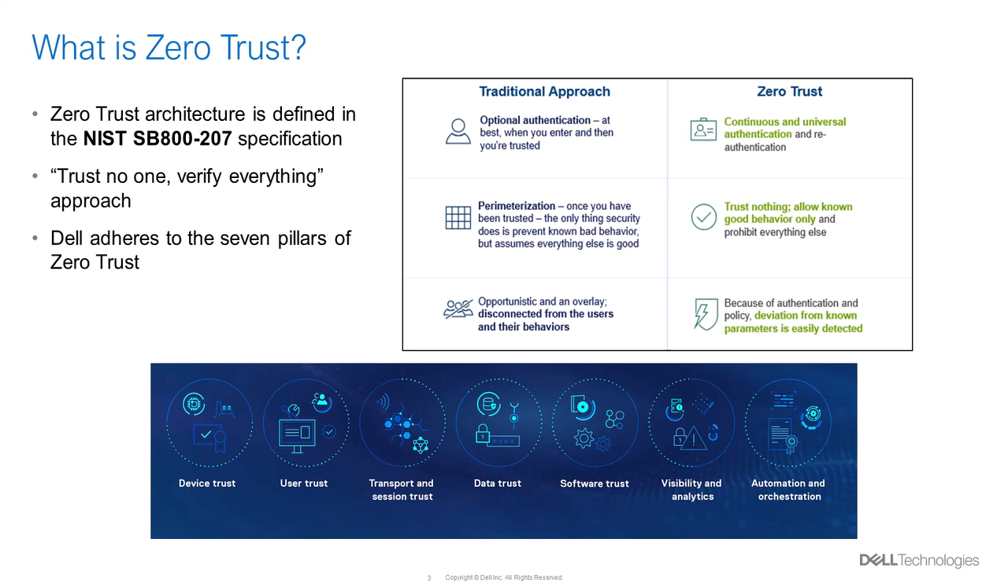In simple terms, it means that instead of assuming that everything inside a network is trustworthy, Zero Trust assumes that nothing can be trusted until it is properly verified and authenticated. By adopting a trust no one, verify everything mindset, we can enhance protection against potential threats and unauthorized access. Dell NativeEdge is built upon this mindset and follows the 7 pillars of Zero Trust.